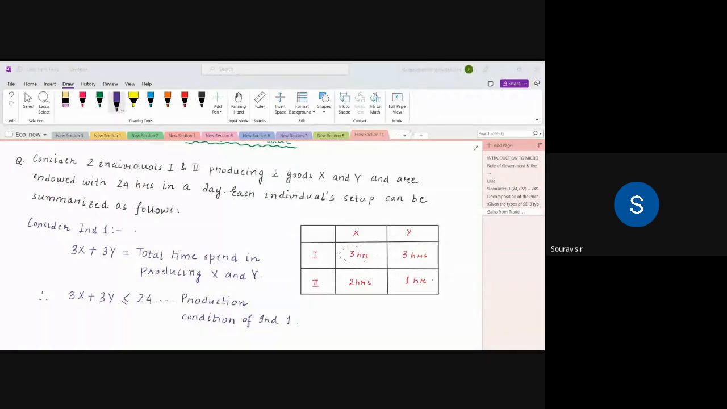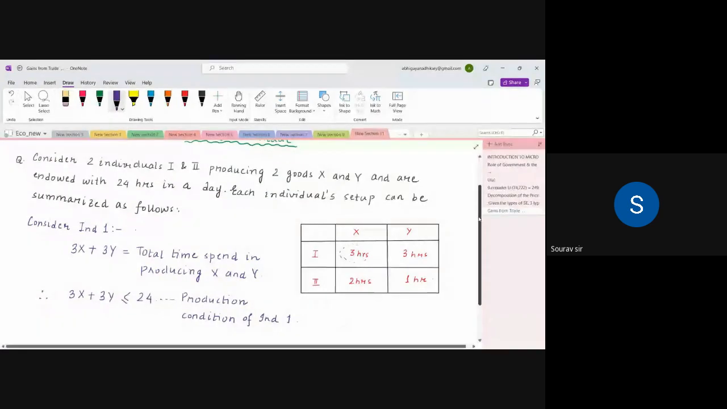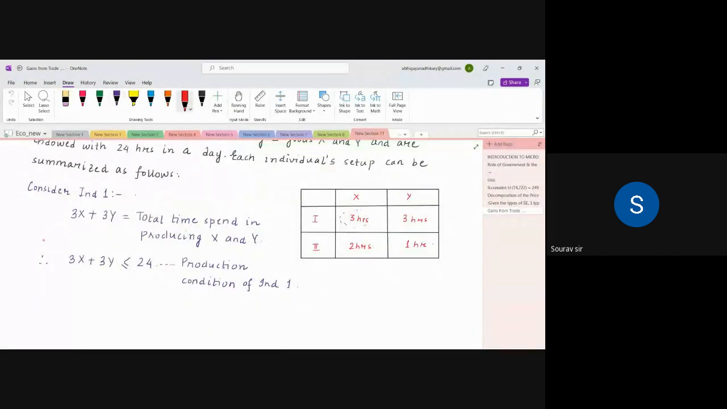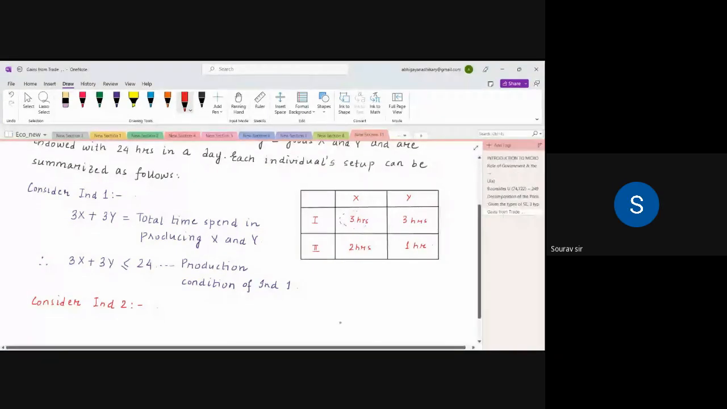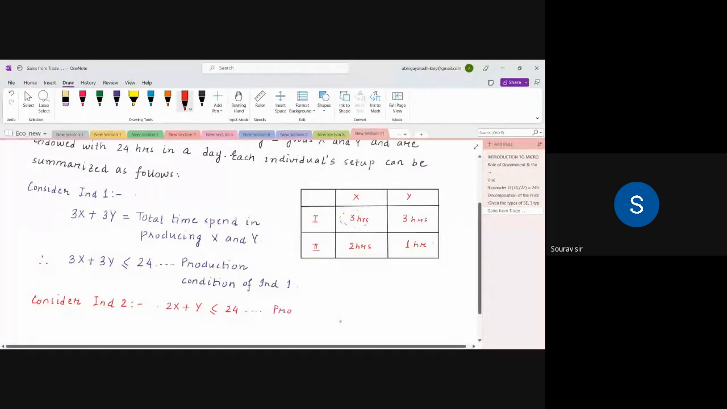Any questions on this? Now, similarly, can someone tell me what will be the similar production condition for individual 2? If anyone can just give it a try, what will happen? So 2x plus y is less than or equal to 24. 2x plus y is less than or equal to 24. So this is the production condition.